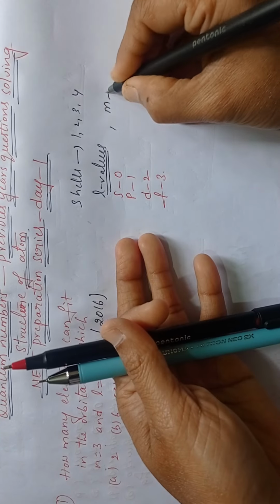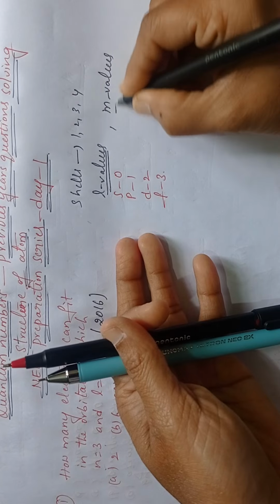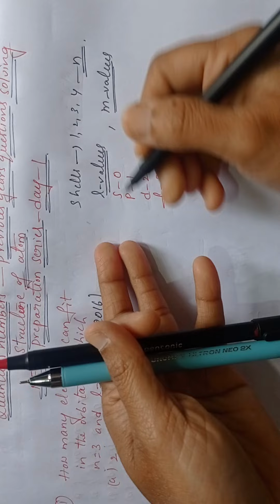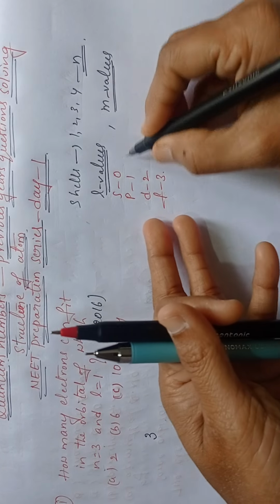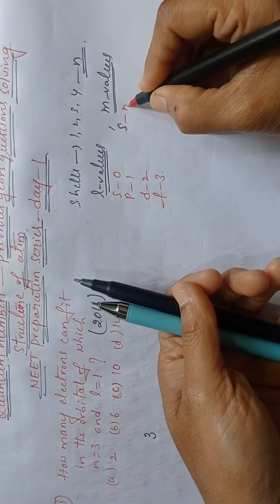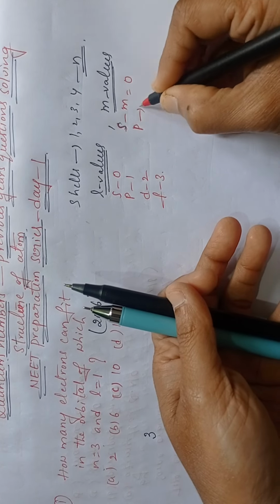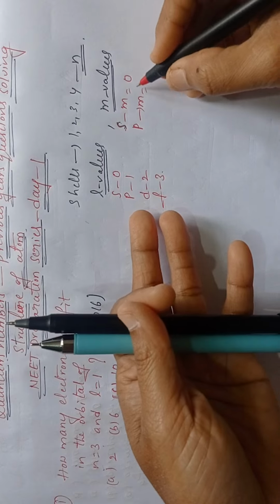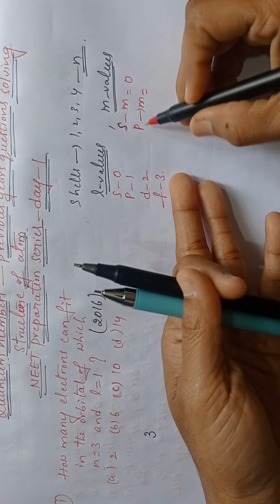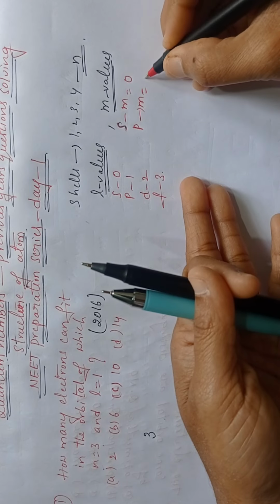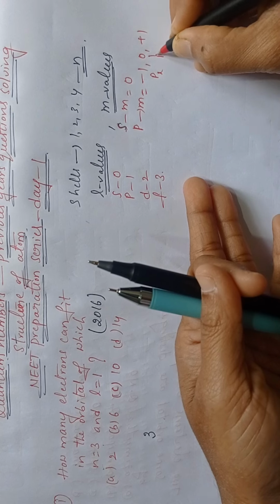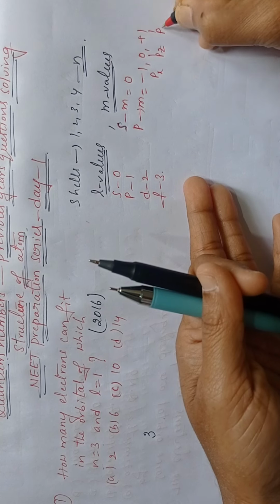And next, coming to the m values. This is the magnetic quantum number. This is the principal quantum number, n values, this is l values, this is m values. For s subshell, m value is 0. For p subshell, m values are minus 1, 0, plus 1. So this is for Px, this is for Pz, this is for Py.